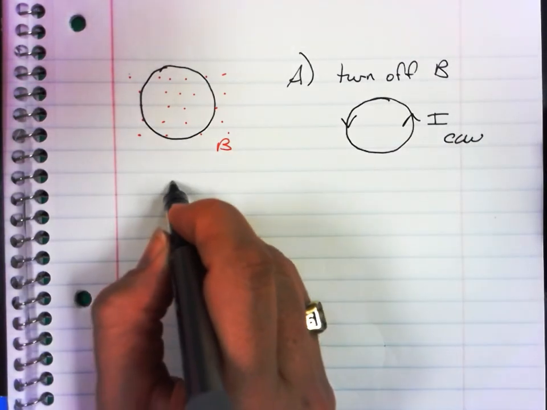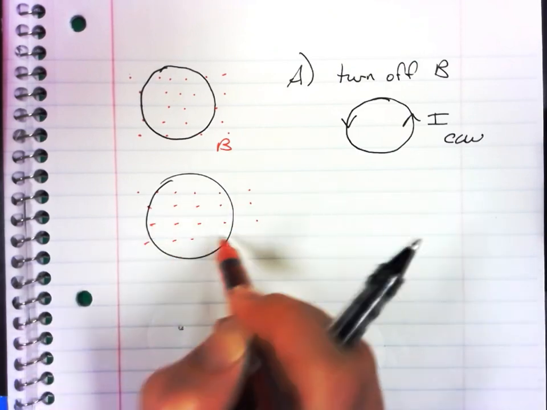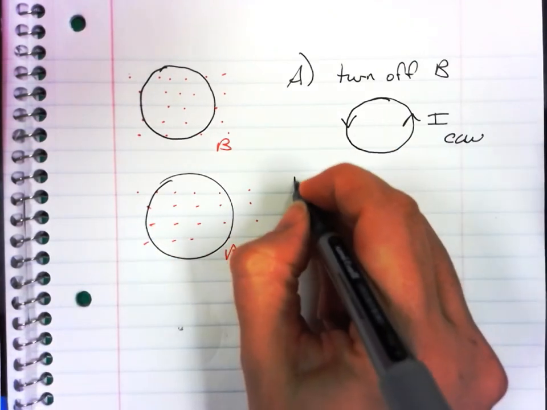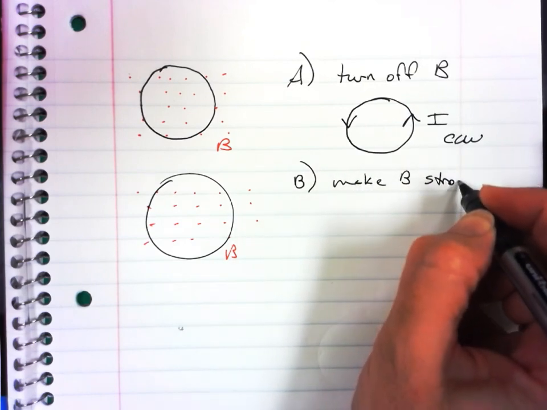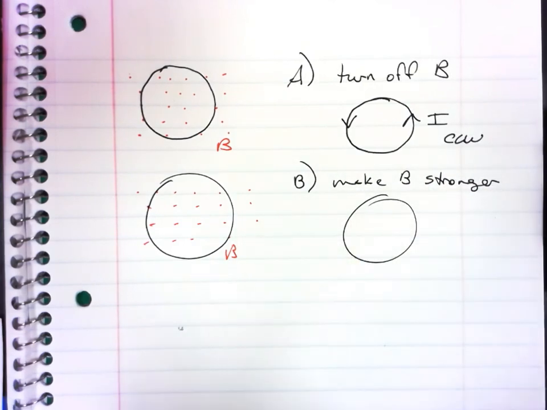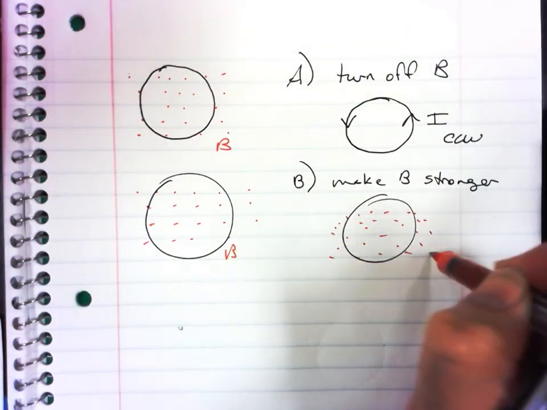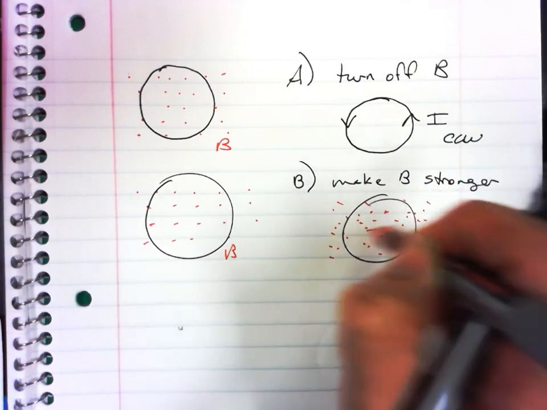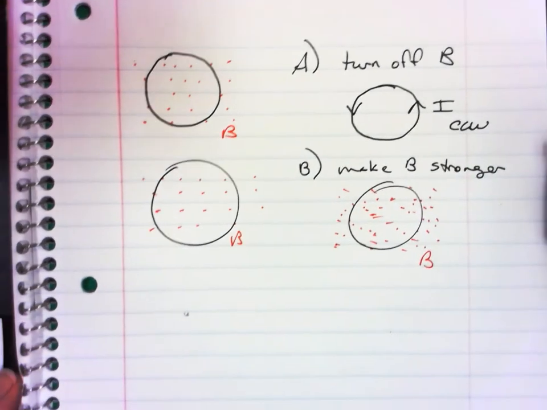So we're going to start with the same situation. B out. But in part B, make B stronger. So same loop, lots and lots and lots, way more dots than before. Much stronger magnetic field. But again, we're opposing change.